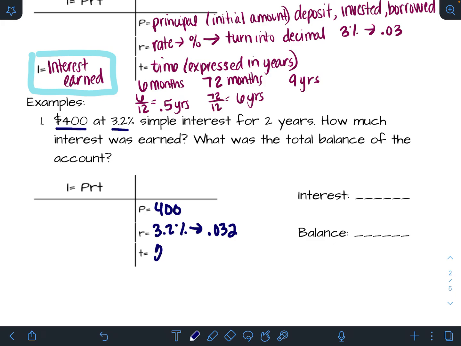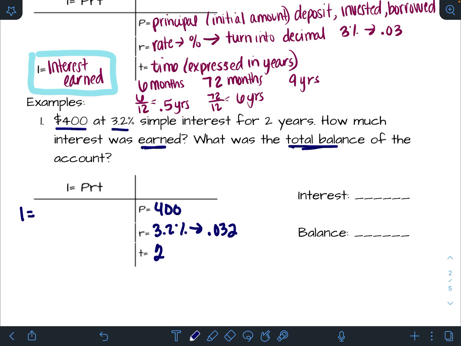And I know that the time is 2 years, so I have a 2 there. I want to know how much interest was earned, and I'm going to look at how to determine what the total balance of the account would be. So, just like we've done with Pythagorean theorem, volume, and surface area, I am going to take these numbers and substitute them into my formula.